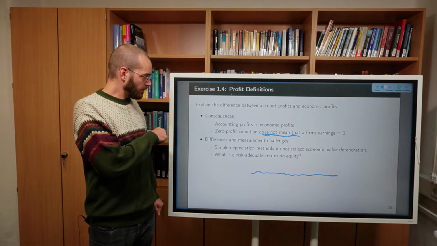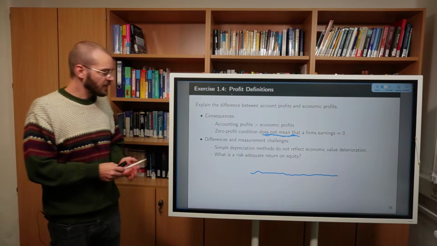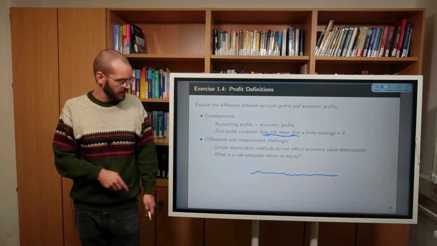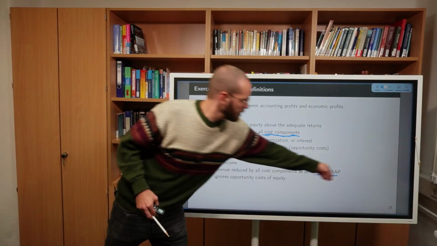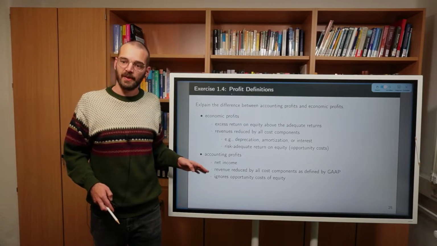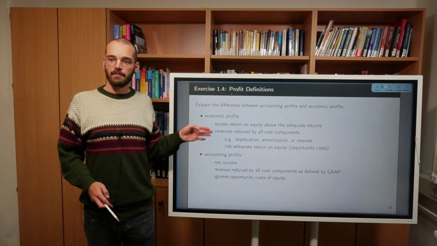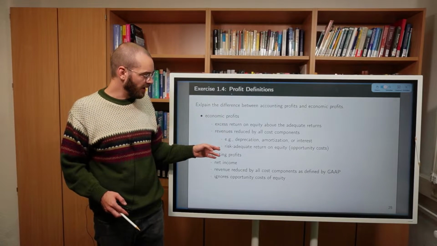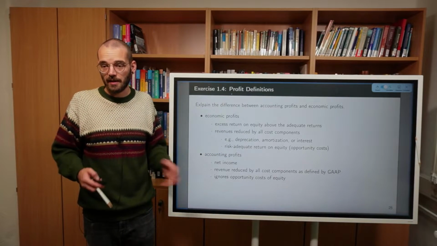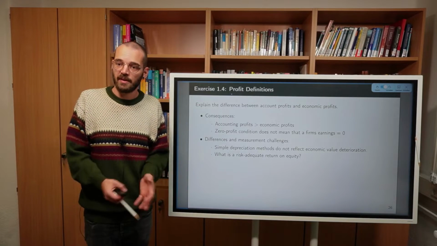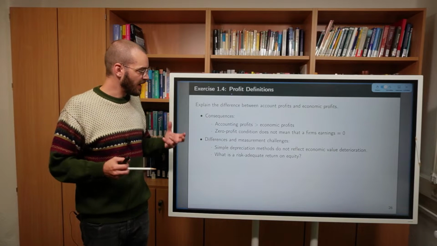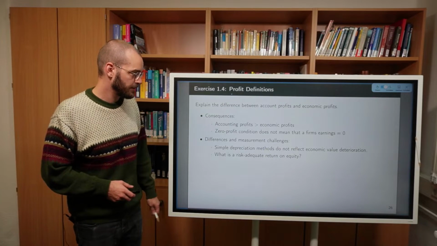So in consequence, accounting profits should be larger than economic profits, simply because, again, both consider all cost components of the firm, with the addition that economic profits also consider the opportunity costs, while accounting profits don't consider these costs. Now, if one considers one more component than the other, then that of course implies that the accounting profits are usually larger than economic profits.